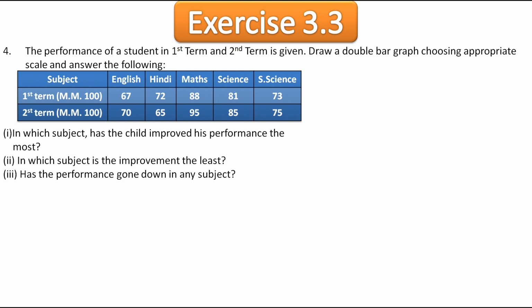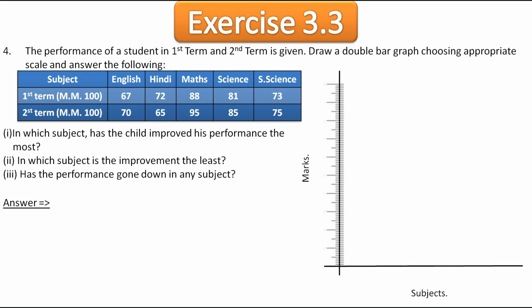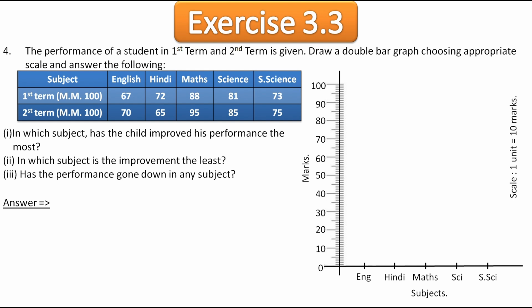So here I'll take the x-axis as subjects and the y-axis as marks. So here the maximum marks are 100. So I'll take the scale as 1 unit is equal to 10 marks. So here 0, 10, 20 till 100 will come. Okay. Now on the x-axis I'm taking the subjects, that is English, Hindi, Math, Science and Social Science.